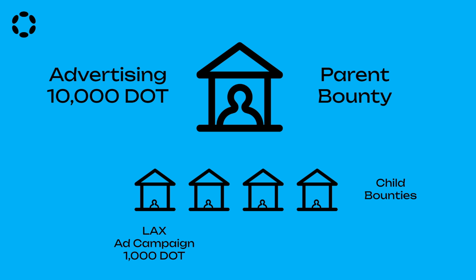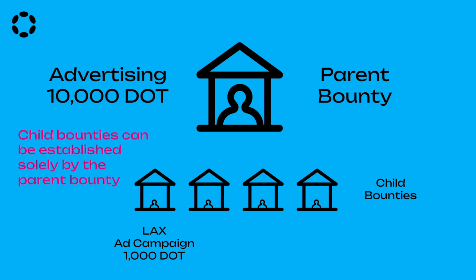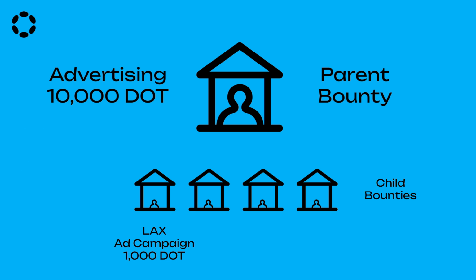Before we go into the specifics of child bounties, I would like to mention that unlike the establishment of a parent bounty, which requires DOT token holders, child bounties can be established solely by the parent bounty. We'll dive into these relationships and permissions in more detail later. When a child bounty is added by the parent bounty, the amount of DOT for the child bounty comes out of the total budget of the parent bounty.